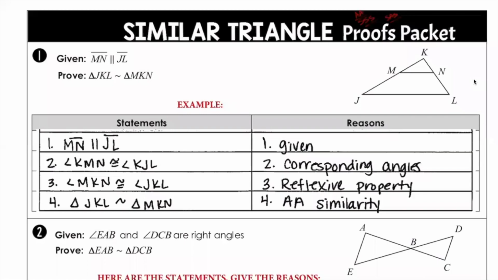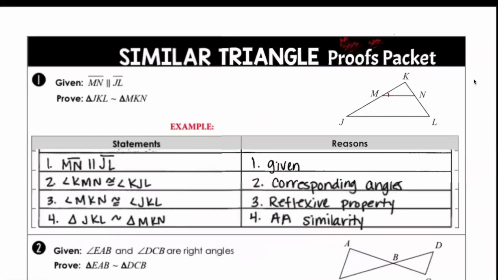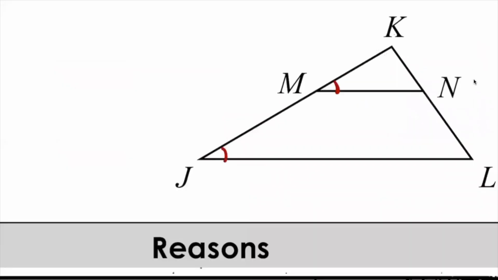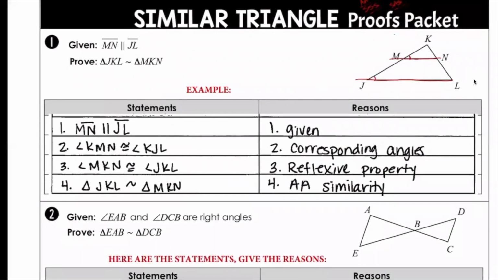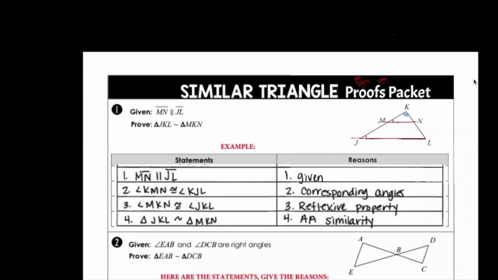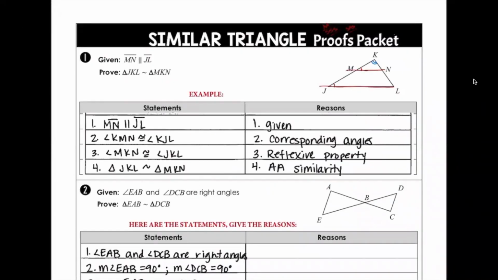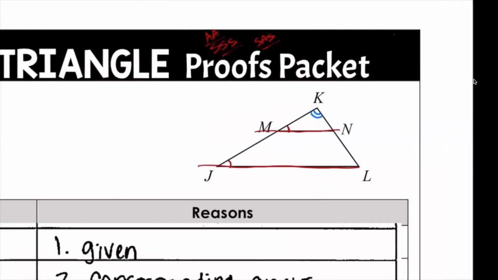So we look at angle KMN. So if we look here, KMN and angle KJL are congruent because these are parallel and those are corresponding angles. So we say corresponding angles. And then angle MKN here is congruent to angle JKL, which is just the same angle, but for the big triangle. Do you guys notice there's 2 triangles here? We have a small triangle, and then we have the big triangle, right? Sometimes you want to separate them out.